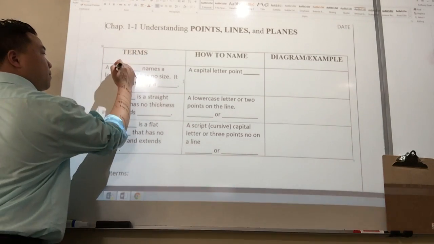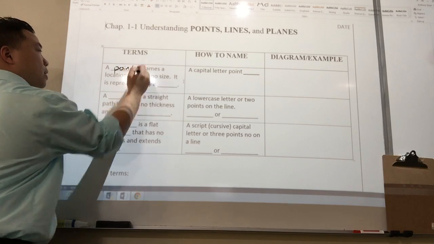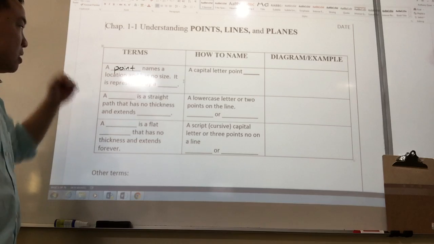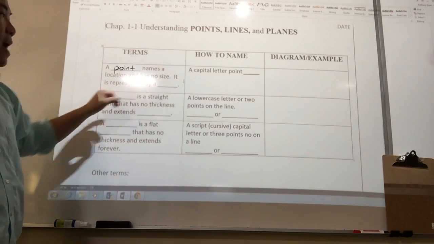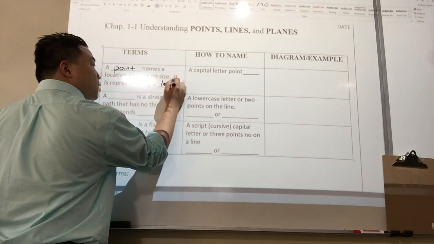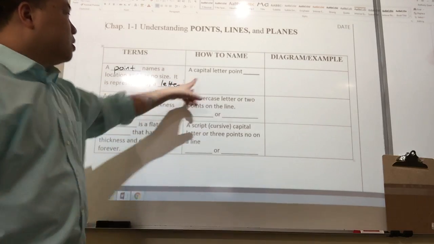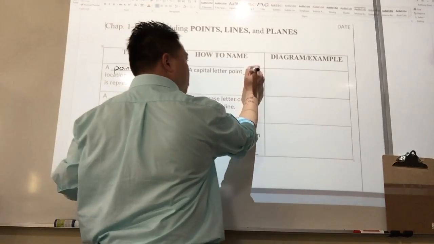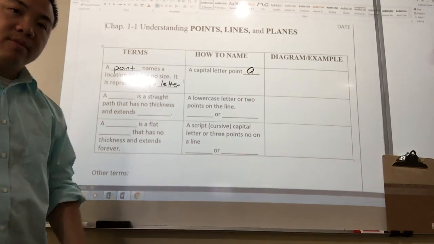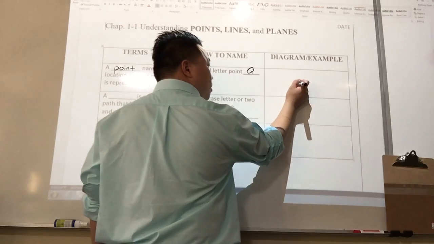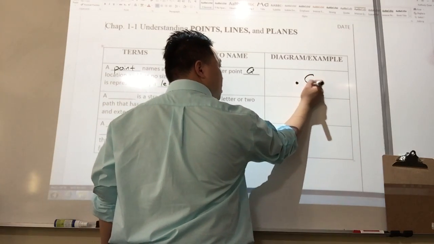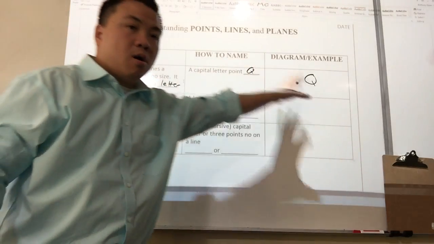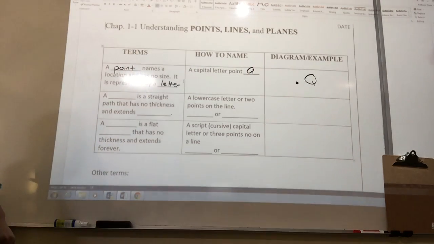A point names a location and it has no size. That means it's not big or small, it just has no size. It is represented by just one letter. So let's call this capital letter point Q for Kwan. A point looks like this. Point Q. Make sure you write this down. Write down all this.